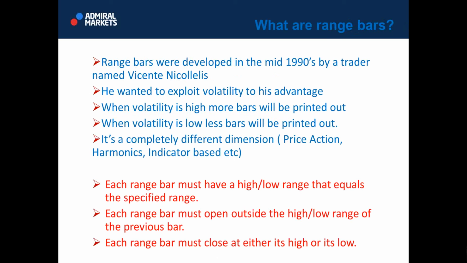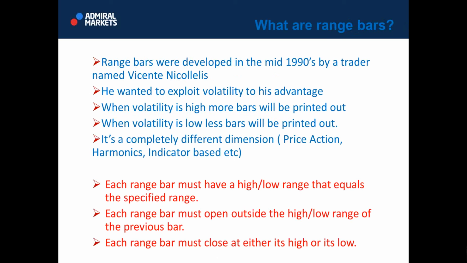So if you set your range bar to 5 in your settings, your chart will only print 5 pip bars. If you put it to 3, your chart will print out 3 pip bars. So it's a sort of price action, but again, I say it's a different form, it's a different dimension. Price action, harmonics, indicator base, chaos, Renko, range bars, those are all different dimensions.